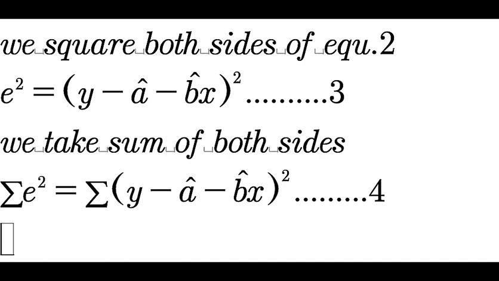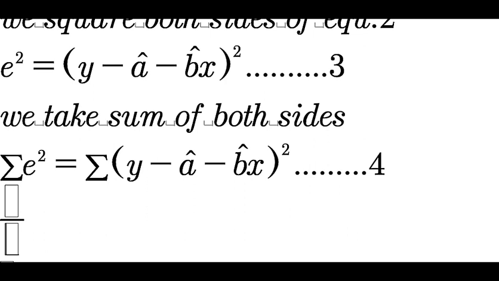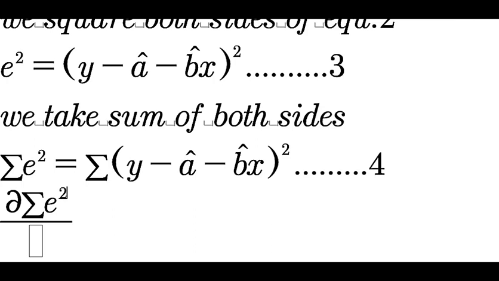And when something is said to be undefined, that thing is being set equal to 0. So we now employ the partial derivative. We have the partial derivative of summation e squared with respect to a hat equal to 0. But now let us differentiate first of all.